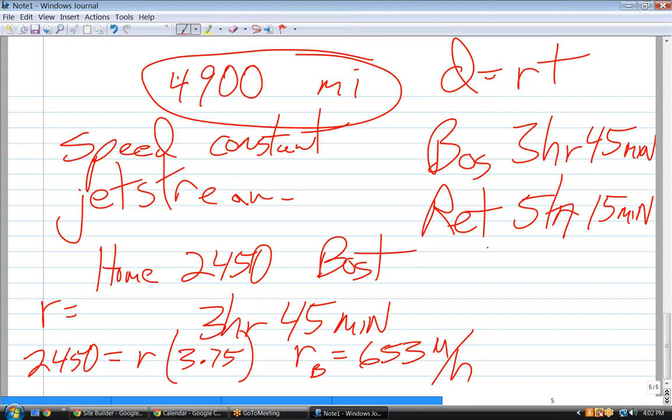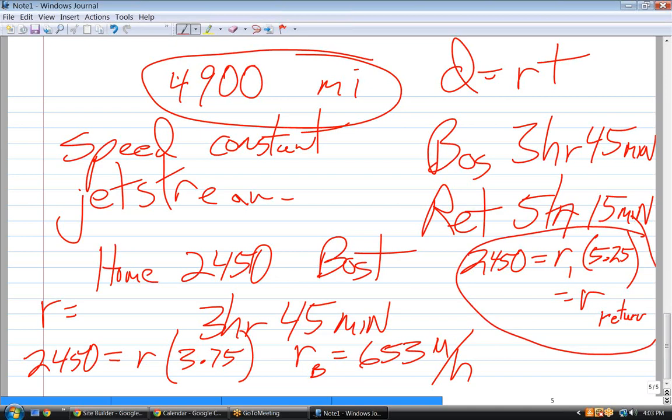Now let's do the same thing coming back. Got the same mileage. The rate coming back, I'll label R1. And the time is 5.25 hours. So what is his rate returning? So you would make another equation, like 2,450 divided by 5.25. What is that? 466.66.